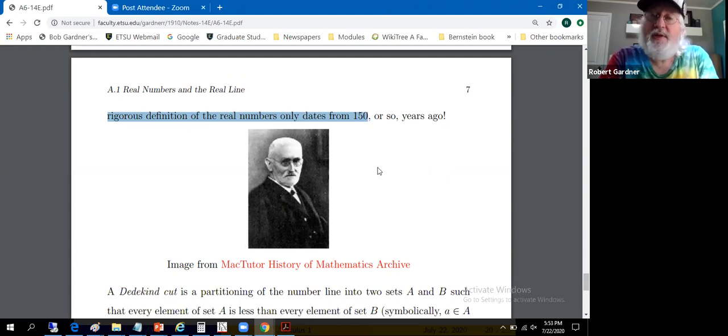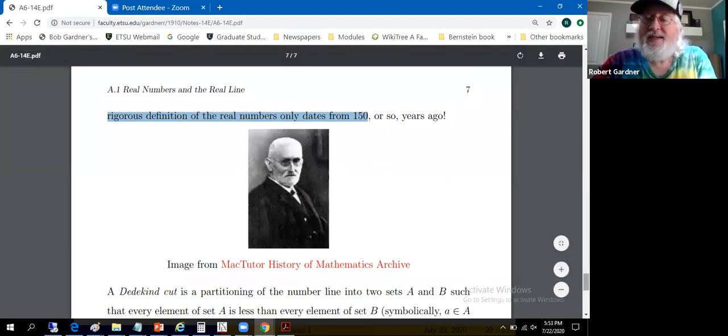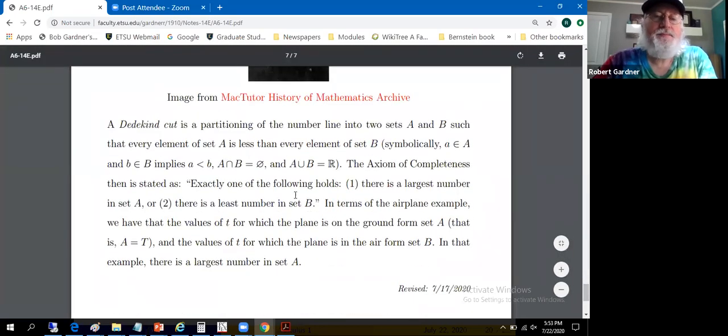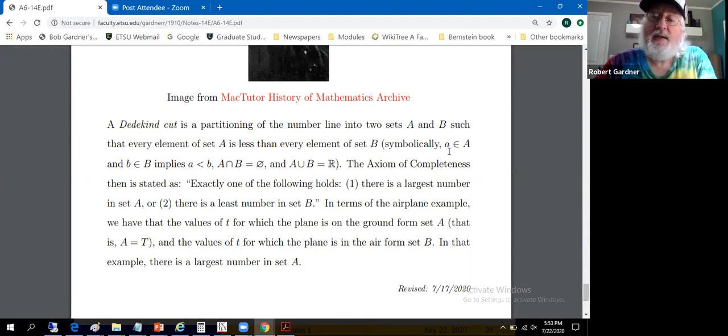The real numbers are a complete ordered field. A Dedekind cut is a partitioning of the number line into two sets, A and B, such that every element of set A is less than every element of set B. Symbolically, if we take lowercase a, a number in set capital A, and lowercase b, an element of set capital B, then a is less than b. The sets don't intersect, and if you union them, you get the whole real line. The word partition includes these ideas: A intersect B is empty, and A union B gives the whole real line.